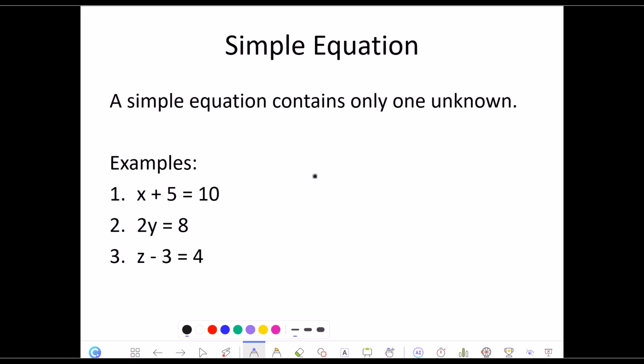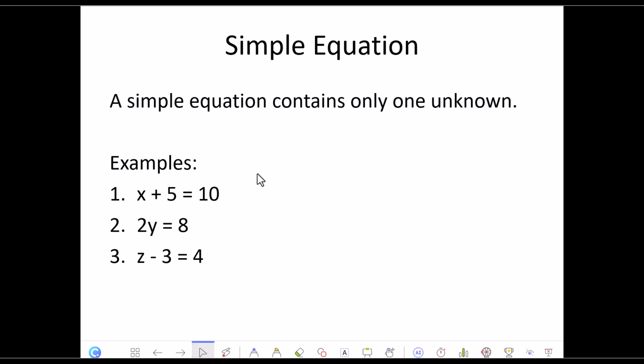There are so many kinds of equation, but the one they want us to learn in this class, which is our scheme of work for this term, is the simple equation. That is our first topic for the term. So now, what is a simple equation? A simple equation contains only one unknown.